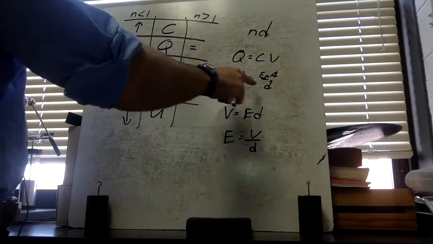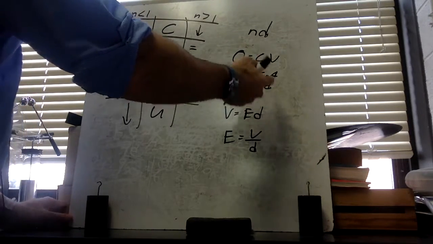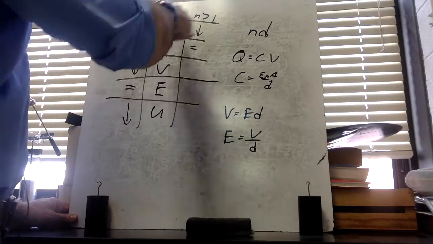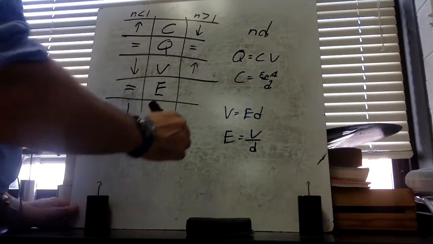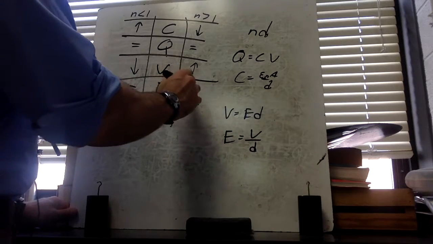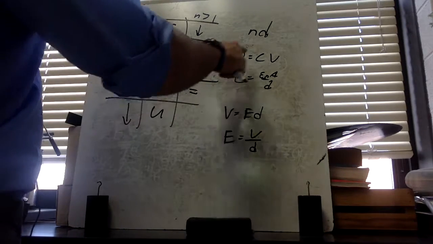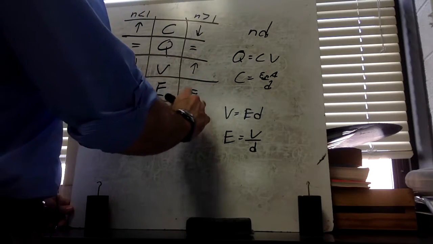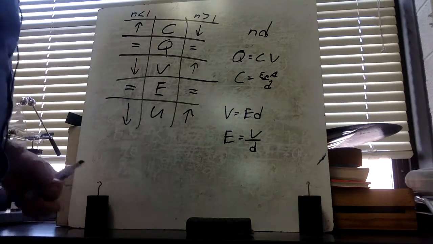Now let's go over to this side. Here, if the distance is getting greater, D goes up, but C goes down. And since C goes down, V has to go up. Those are inversely proportional. But again, if D goes up and V goes up by the same amount, in the electric field equation you see this will then be the same. But again, U is 1/2 QV, Q stays the same, but V goes up, so the stored energy will also go up. Okay, so that's what happens in that case.